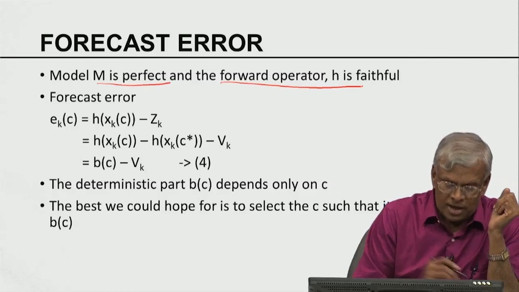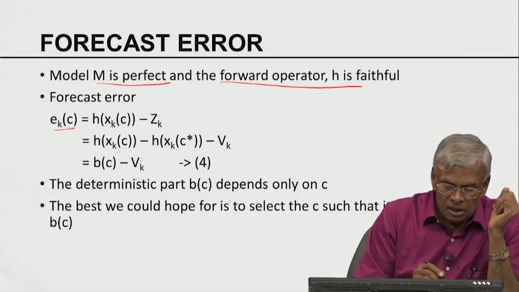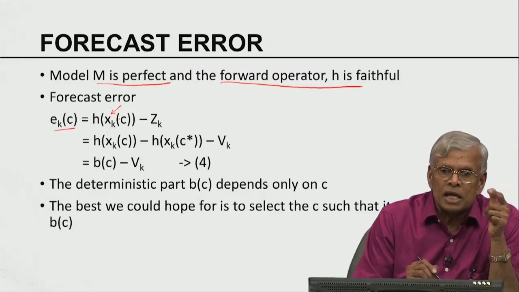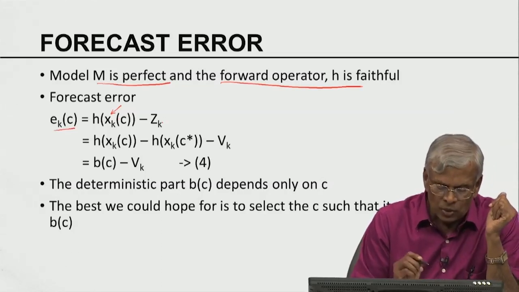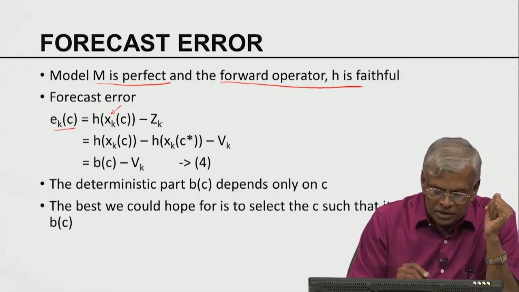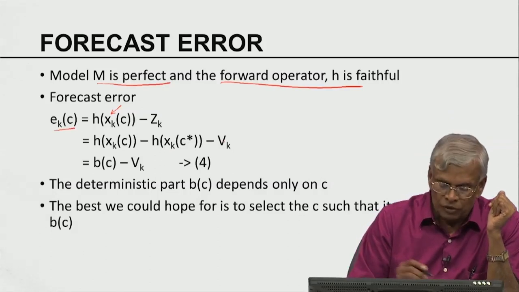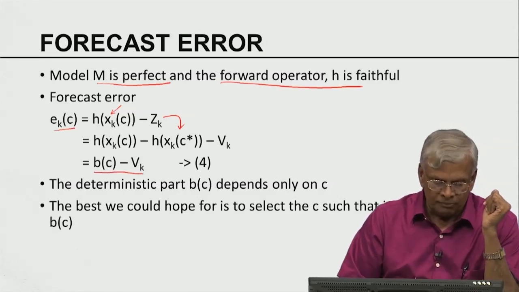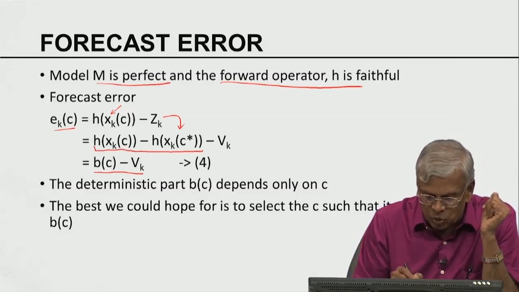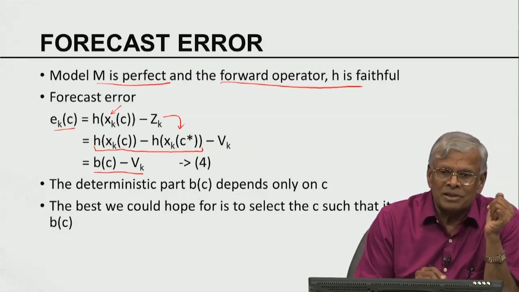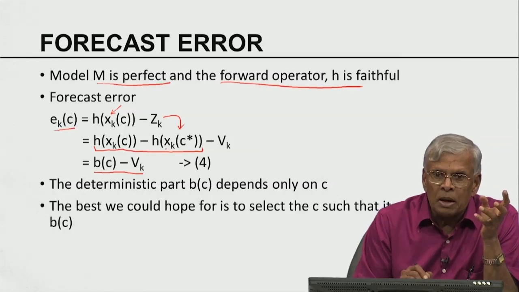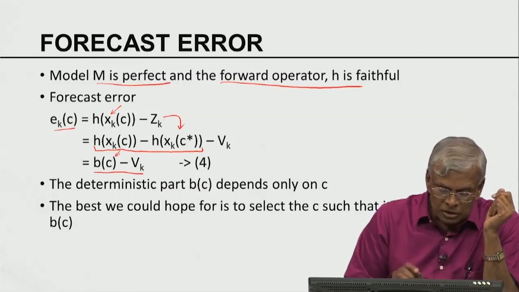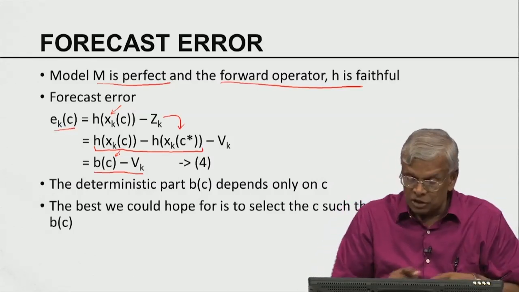In that case, the forecast error Ek of C is dependent on the actual forecast generated by the model. So, H of Xk of C is the model counterpart of the observation, Zk is the actual observation. But Zk is equal to H of Xk C star minus Vk. So, if I substitute for Zk here, I can rewrite it as Bk of C minus Vk, where Bk of C is equal to the difference between the model predicted observation and the true observation if there is no noise. So, B of C is called the deterministic part of the forecast error, which depends only on C, the control.